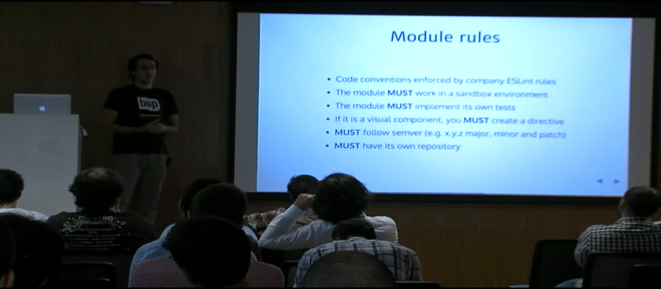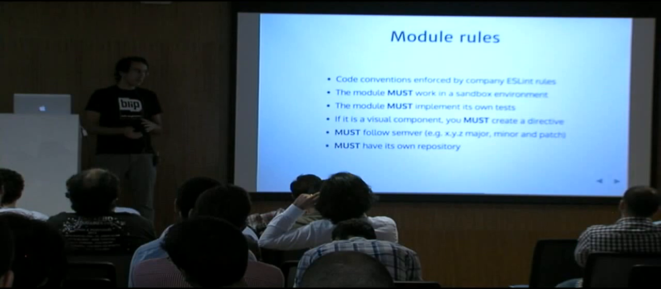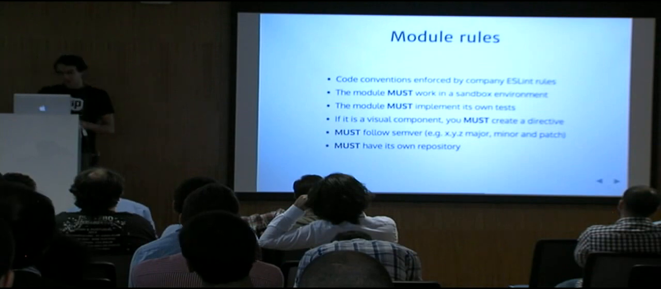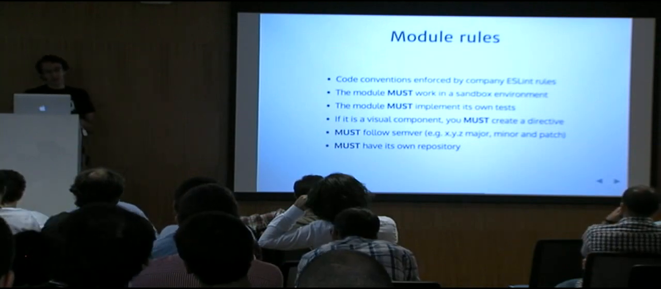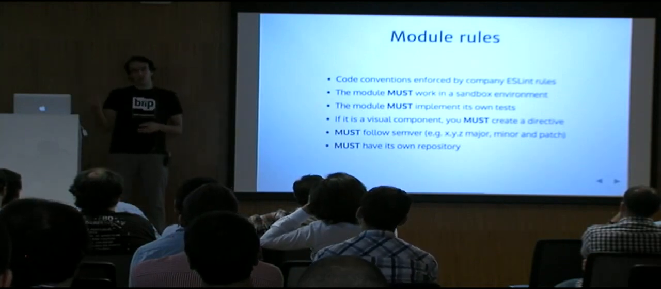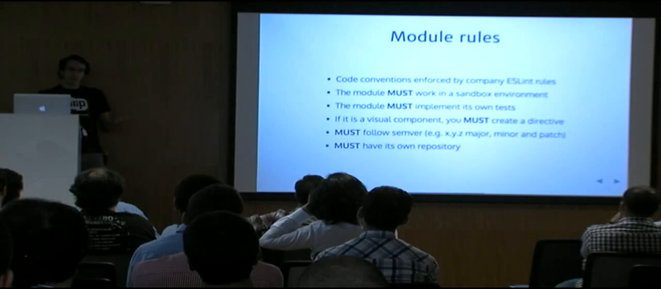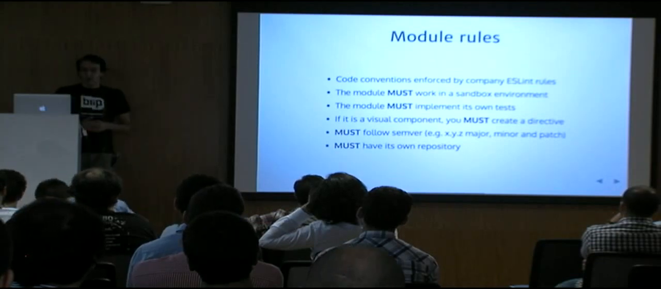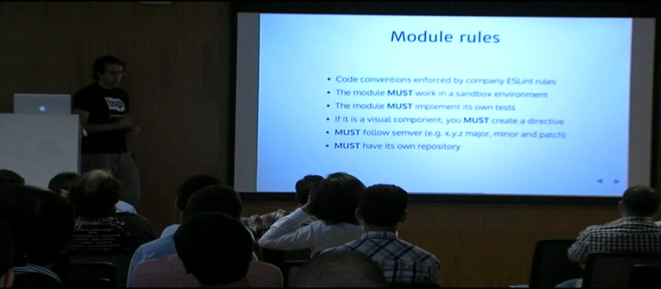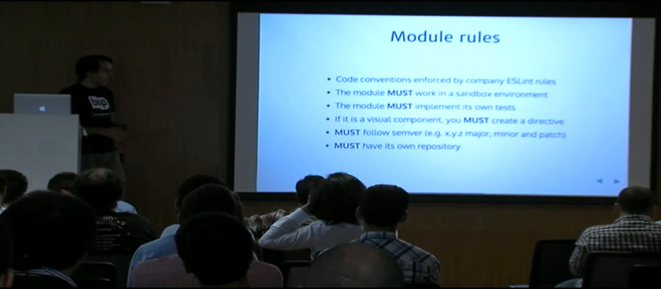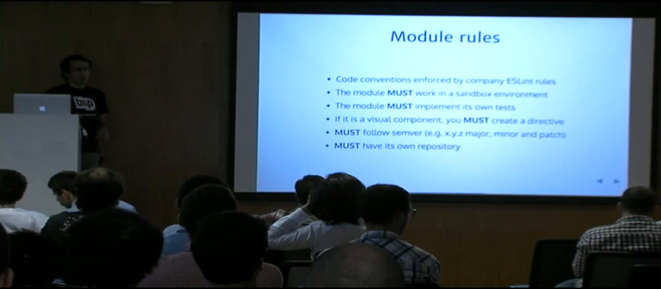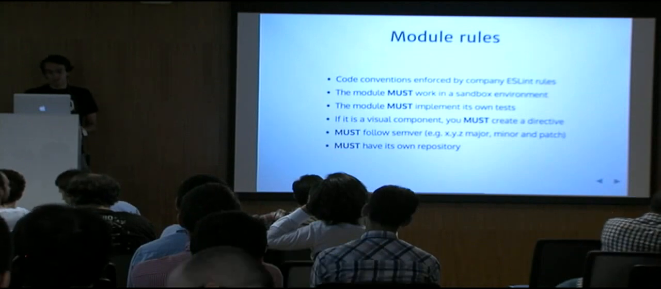You must follow semver. For those who don't know, semver is semantic versioning. It's the x.y.z notation for major, minor, and patch versions. If you make a breaking change, you bump the major version. If you add a new feature, you bump the minor version. If it's a bug fix, you bump the patch version. And like Victor says, also for components: one component, one repository, nothing else. This way you can semantically version your module in your repository, and it's easier.